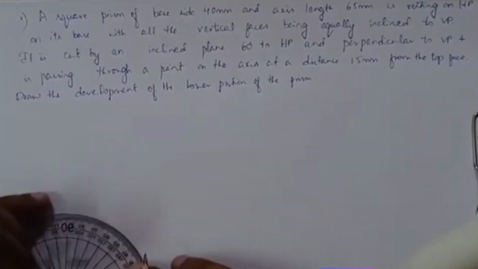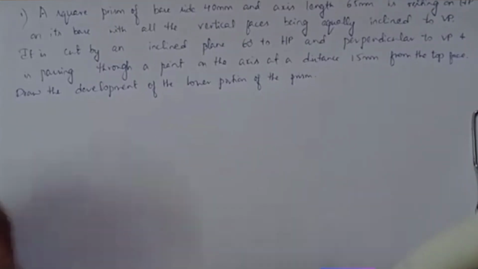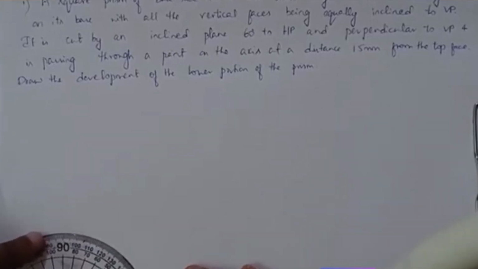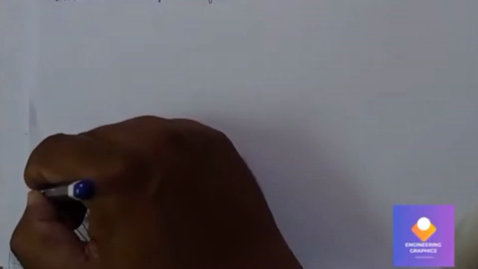dimension 40 mm and axis length 65. It is resting on the HP plane on its base with all vertical faces being equally inclined to VP. That means we need to construct a square with respect to corner position here. So that's how we are able to make all its vertical faces equally inclined to VP.